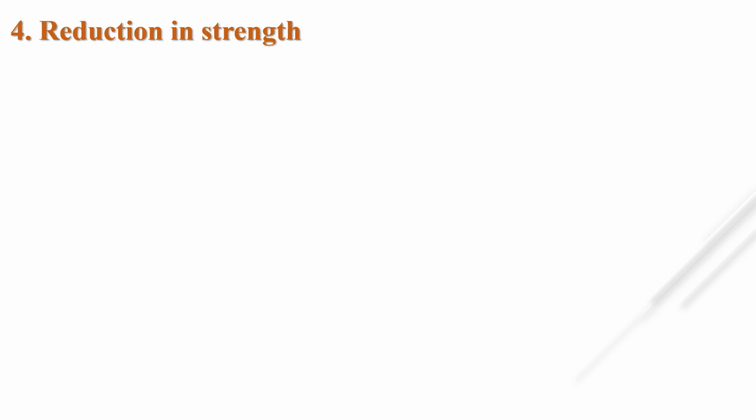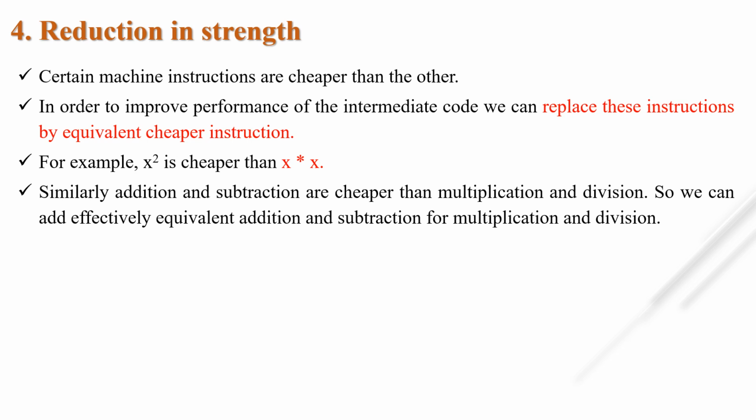The fourth characteristic is reduction in strength. So certain machine instructions that are cheaper than the others can be used in this. In order to improve the performance of intermediate code, we can replace these instructions by equivalent cheaper instructions. For example, we can replace x into x with x square because x square is cheaper than x into x. We have inbuilt function for that, that's why.